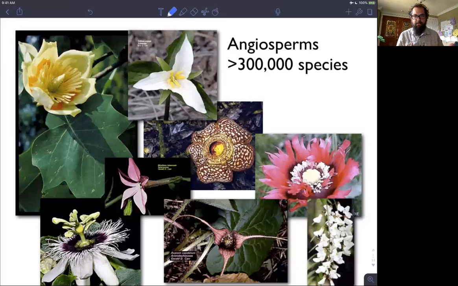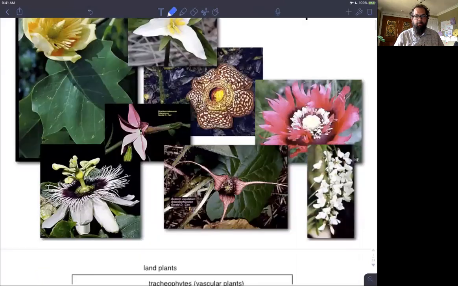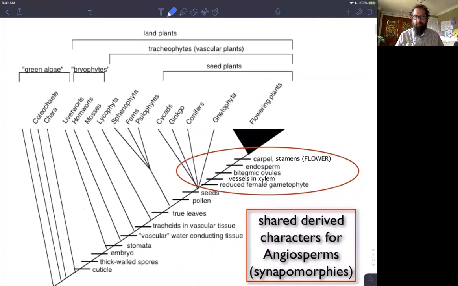And so this last section of the class is going to focus on angiosperm reproduction and getting at some of the details of the morphology and development, and the ecology of the reproductive process in angiosperms. The first place I want to start is looking at the synapomorphies for angiosperms. And so here's the phylogeny that we're familiar with.